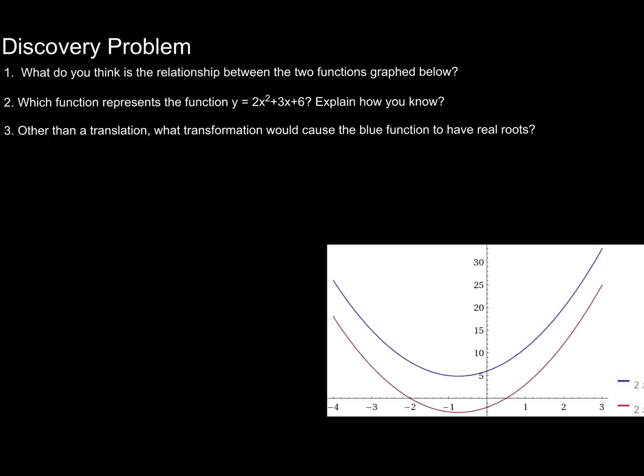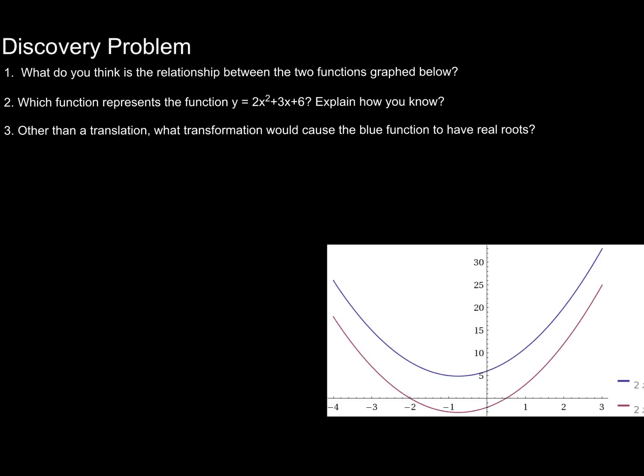Now the last question is interesting. Other than translation, what transformation would cause the blue function to have real roots? So notice that if we translated this blue function down, in fact if we translate it down 10 units, or actually no, 8 units, I apologize, 8 units downward, that would give us the red function, which does have real roots.